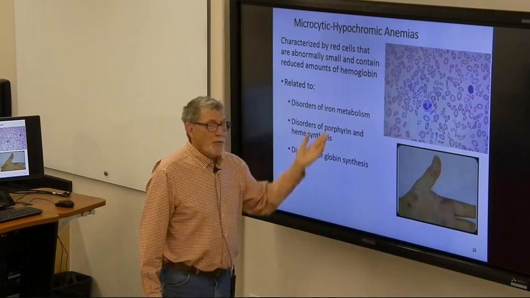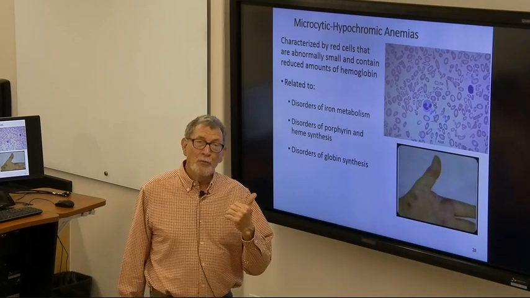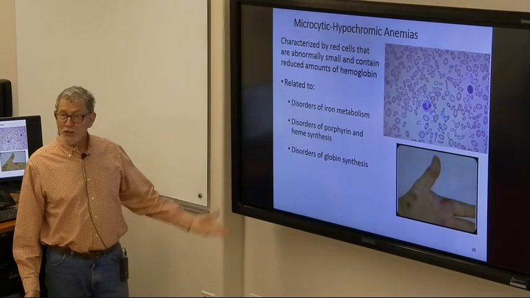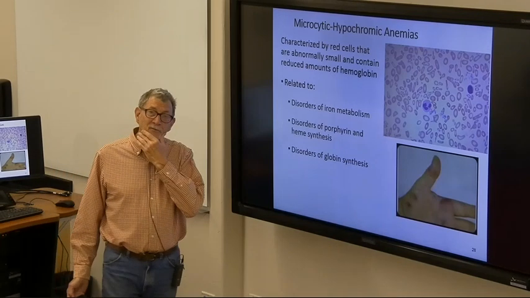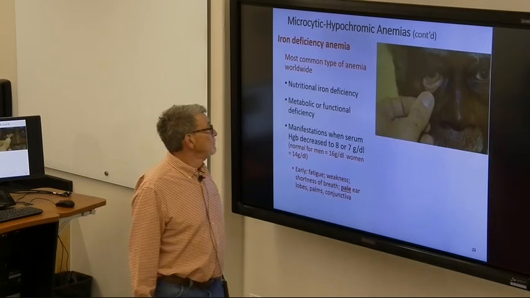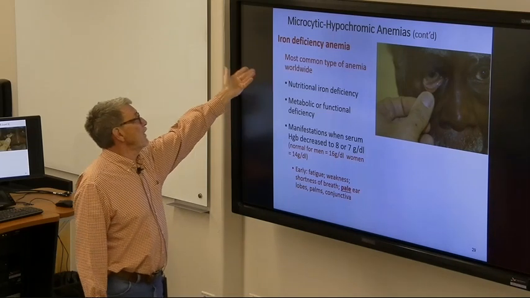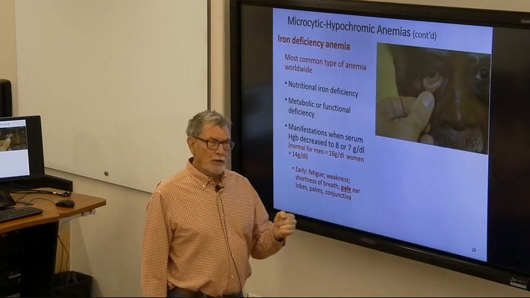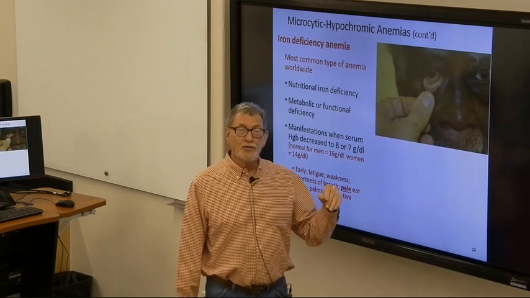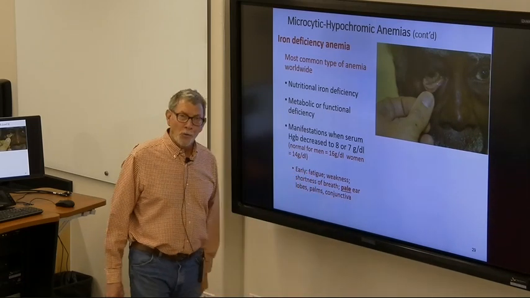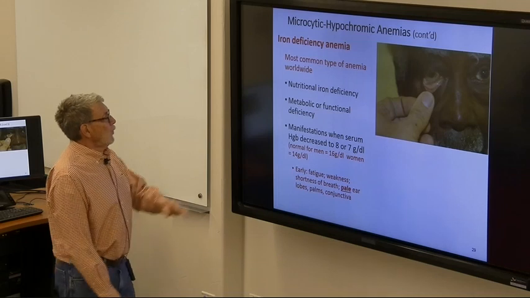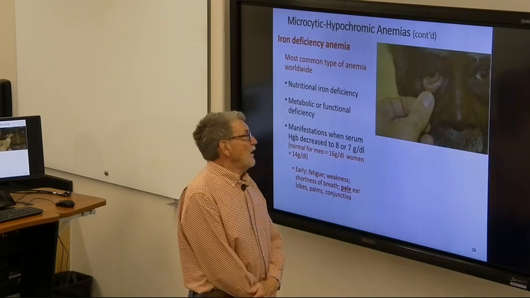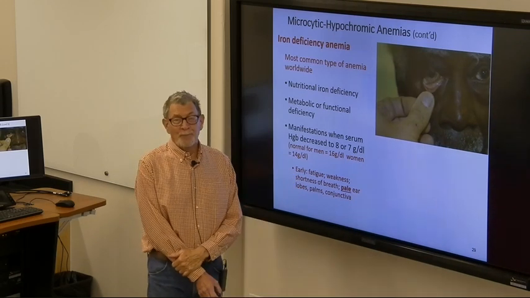Either you have a disorder of iron metabolism, you can't use the iron properly to make hemoglobin, or iron deficiency, you don't eat enough. Iron deficiency anemia is the most common microcytic hypochromic anemia, although there are other things. You can actually have anemia from an insufficiency of copper and a couple of other micronutrients. Worldwide, the most common type of anemia is iron deficiency. You don't need much iron, but you need some.